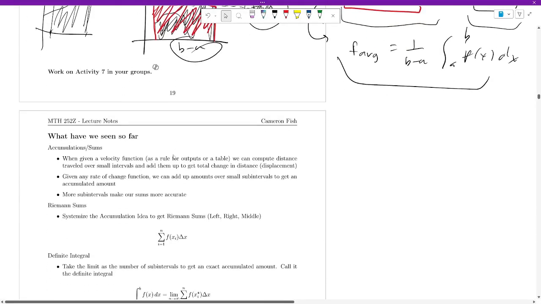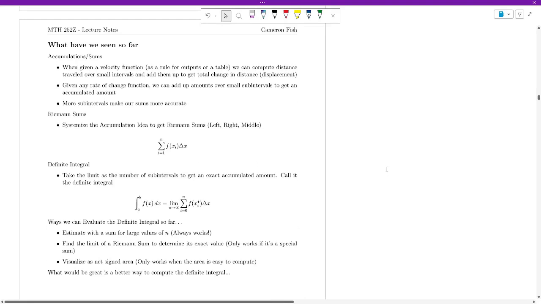Okay, so to summarize section 4.3, and also a bit of 4.2, what have we seen? We've seen a bunch of things which are maybe new in this course. We first talked about just sums in general, accumulation. The idea that if you start with a velocity function, or any rate of change function, you can compute the total distance traveled over small intervals and add them up to get a total change in distance. That was this picture where if I know my speed at every point, I can recover my total displacement, my total change in position.